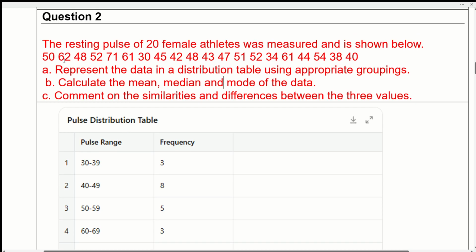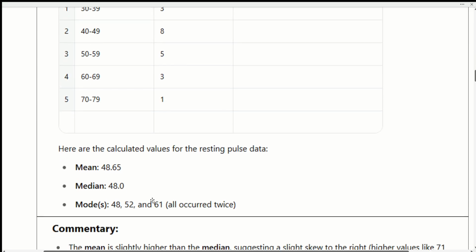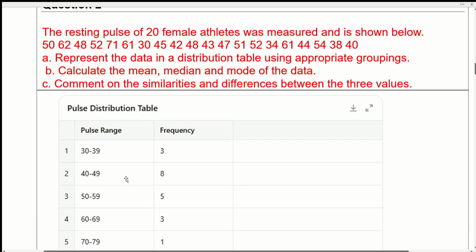Okay, perfect. Now what you have to do is calculate the mean. So how do we calculate the mean? Basically for all these data points for the pulse rates, you would just have to add them together and then divide by how many there are, which is 20, and that should give you something like 48.65.